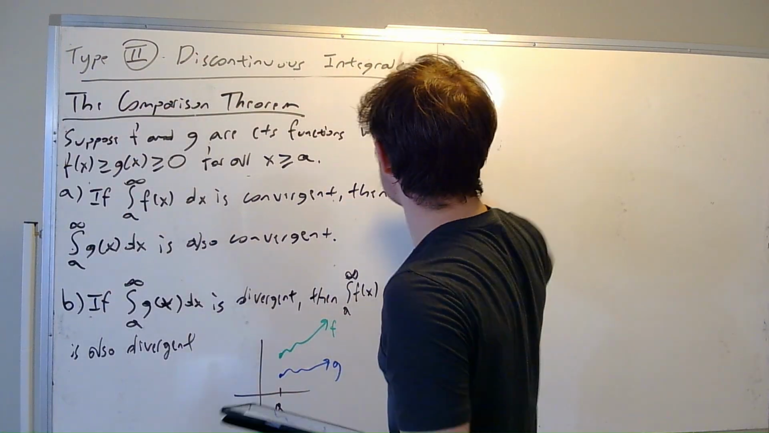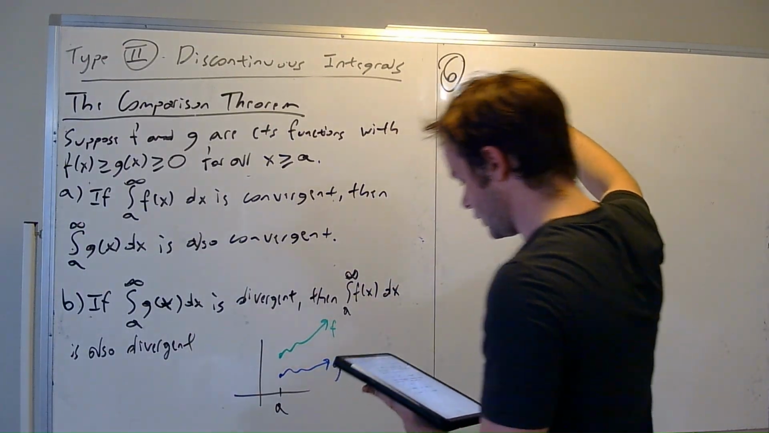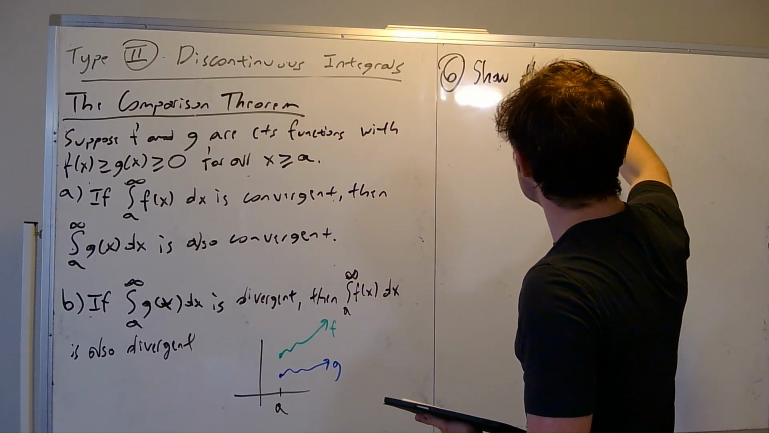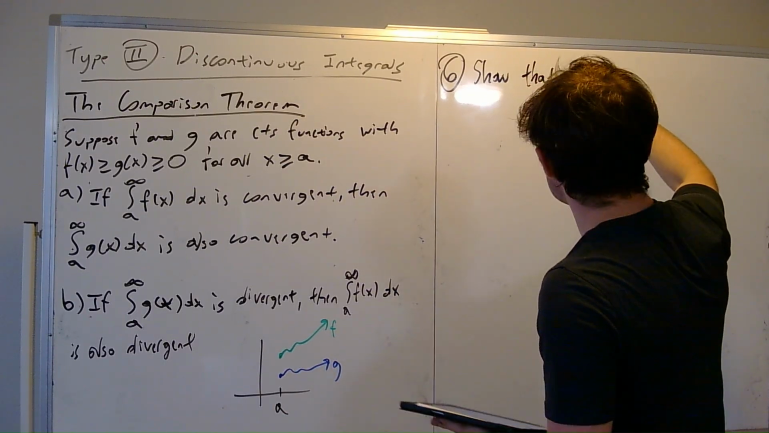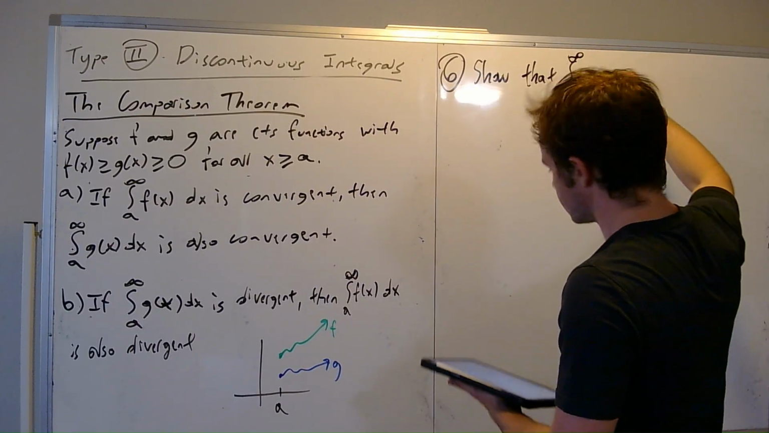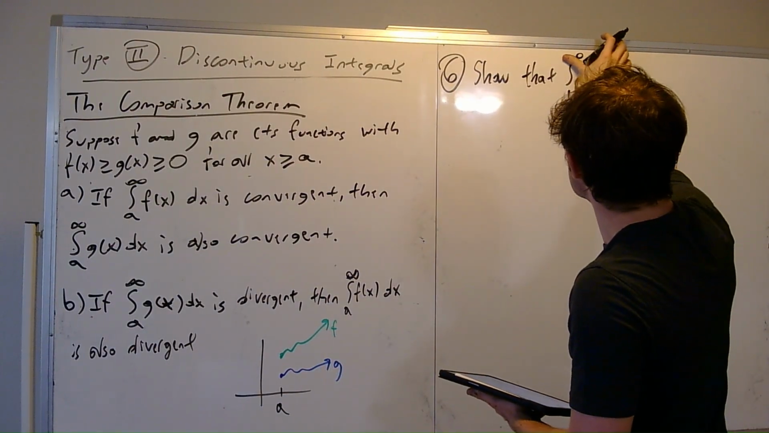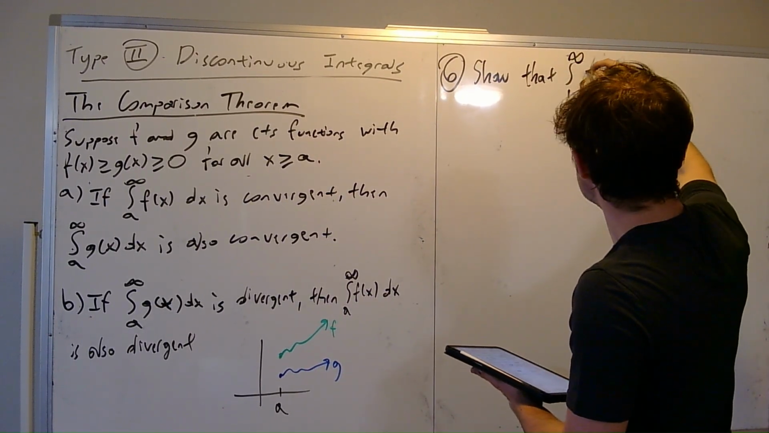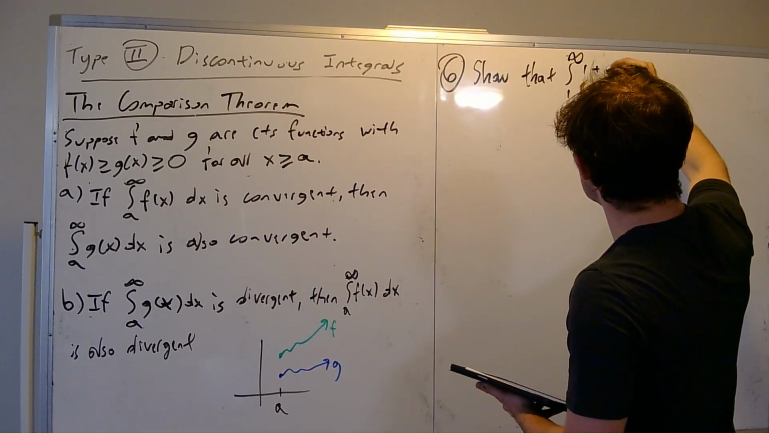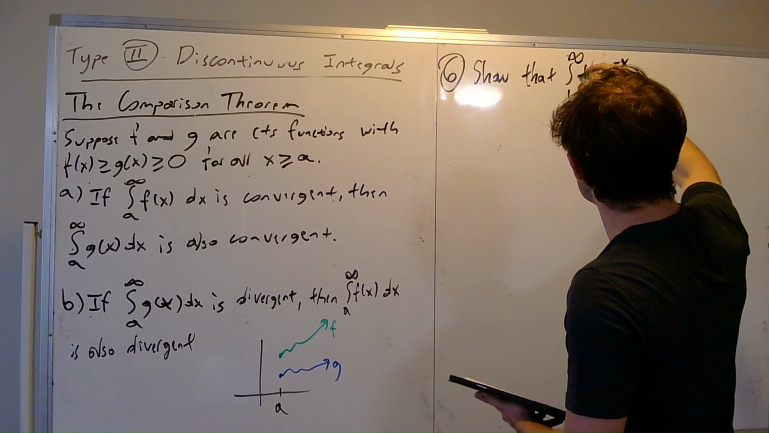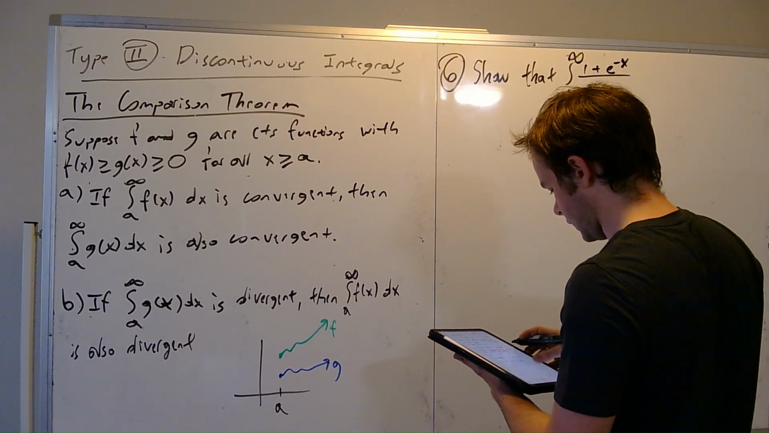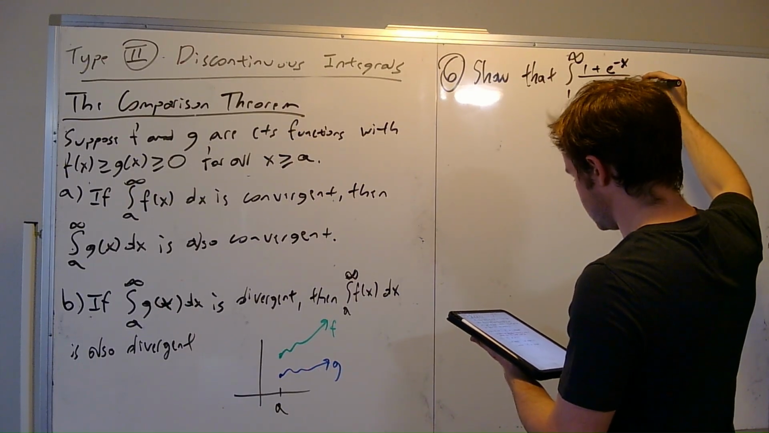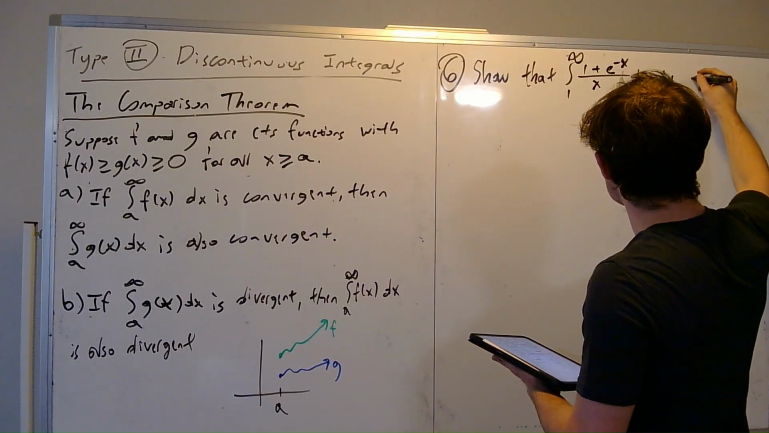So example number 6, last example. Show that the integral from 1 to infinity of (1 + e^(-x))/x dx is divergent.